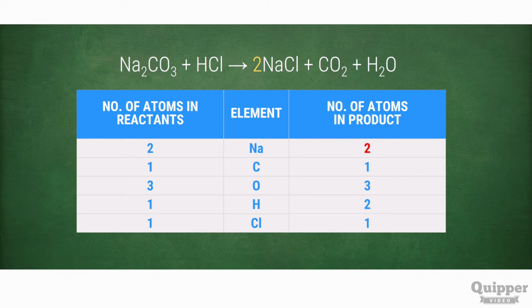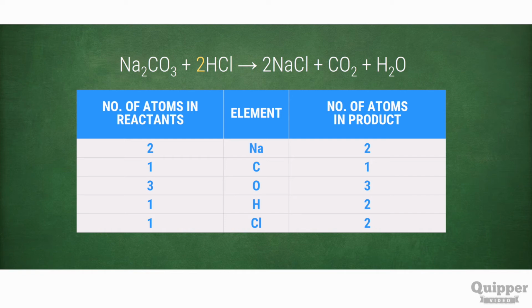Change the number of Na in the table. Now, by having a coefficient of 2 for NaCl, the number of Cl is also changed. Change the number of Cl in the product side of the table. However, the number of Cl is unbalanced because there is only 1 Cl in the reactant side. So, we put 2 as the coefficient of HCl.